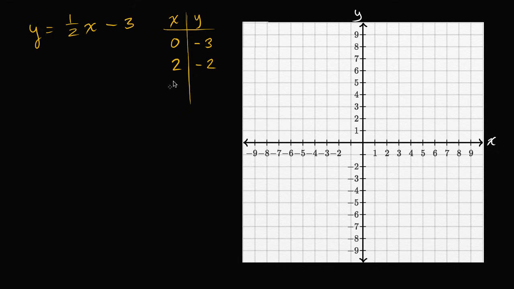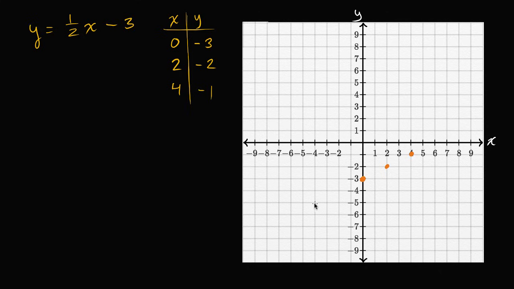When x is equal to, let's try 4. So 1/2 times 4 is 2, and then minus 3 is negative 1. And we could keep going, but actually all we need is 2 points for a line. So we're ready to plot this line if we'd like. The point 0, negative 3 is on this line. Actually, let me do this in a slightly darker color so that we can see it on this white background. 0, negative 3 is on the line. 2, negative 2 is on the line. And then we have 4, negative 1. So when x is 4, y is negative 1.